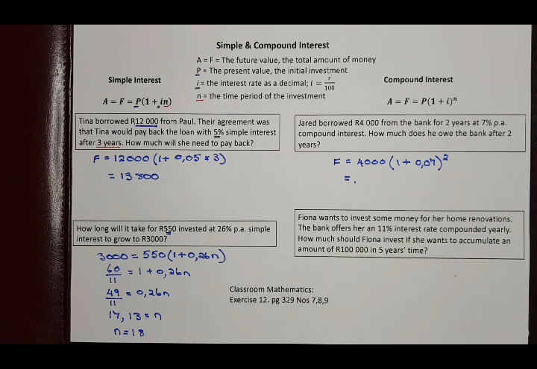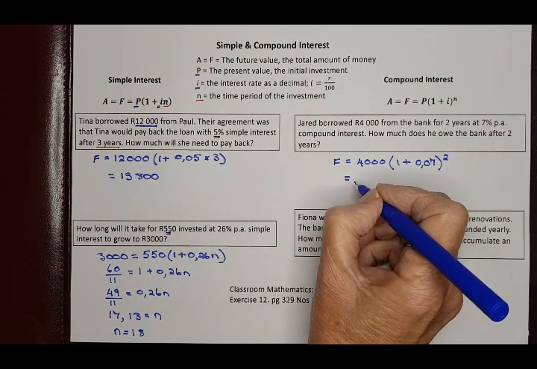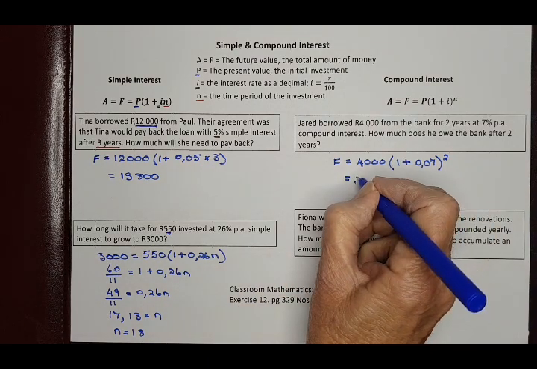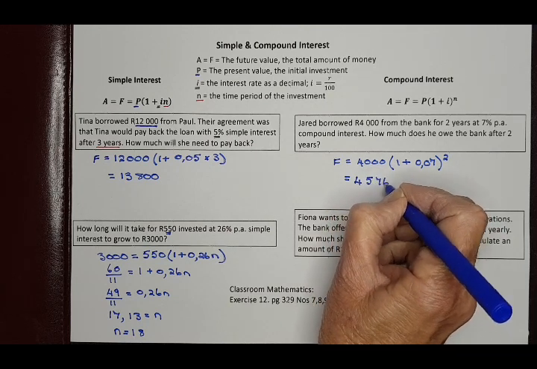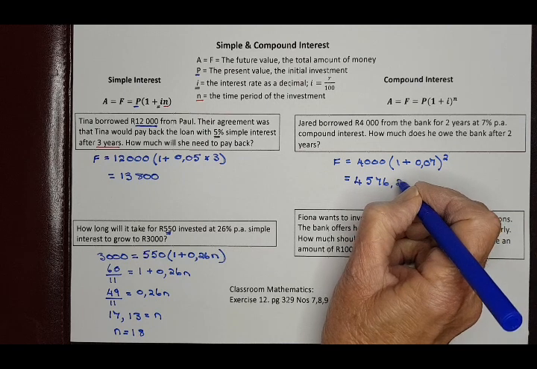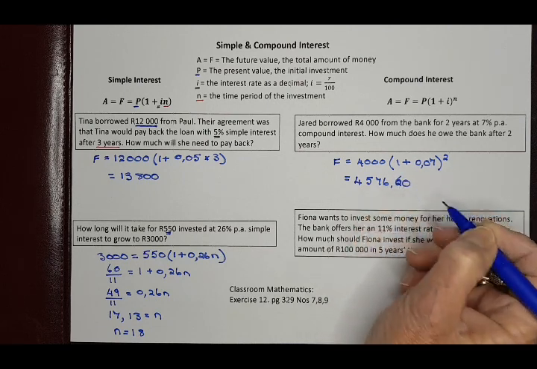When we calculate that, we have 4,000 Rand, 1 plus 0.07 raised to the power of 2, and we have 4,579 Rand and 60 cents.